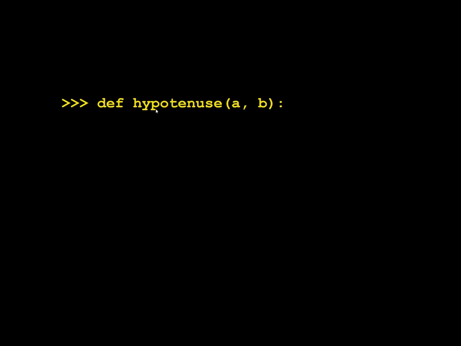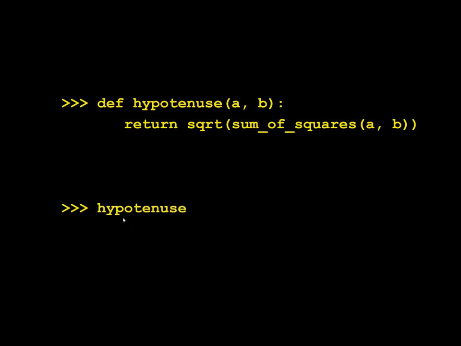We can build further on top of sum of squares. We can define the hypotenuse of a right angle triangle with sides A and B to be the sum of squares of A and B and taking its square root. Square root is a function inside the math library. We can now say hypotenuse(5, 12) is 13.